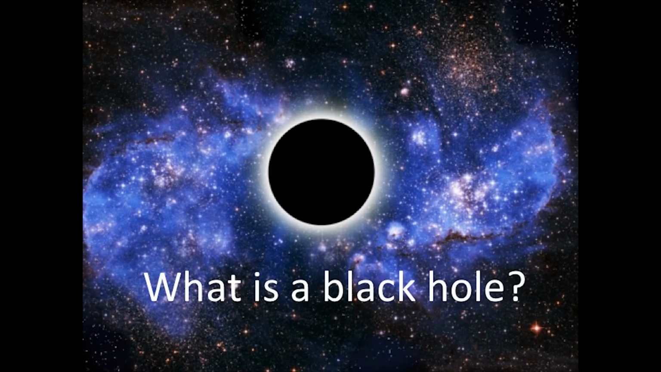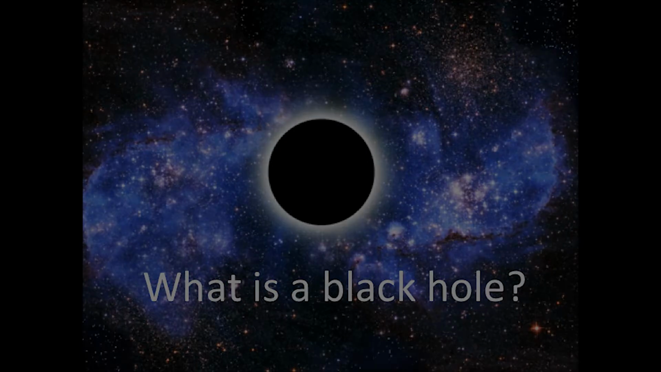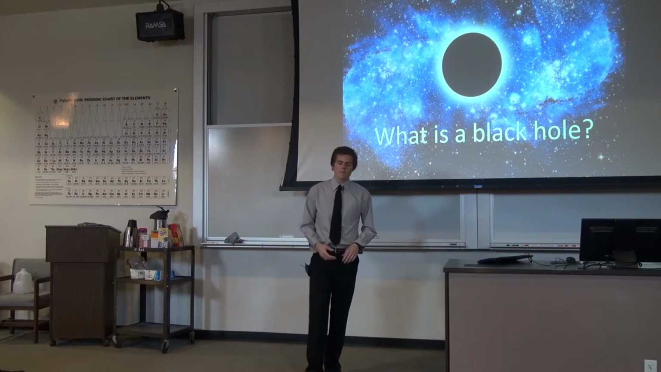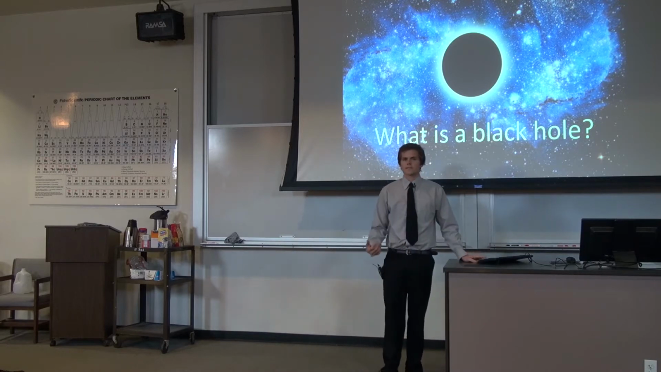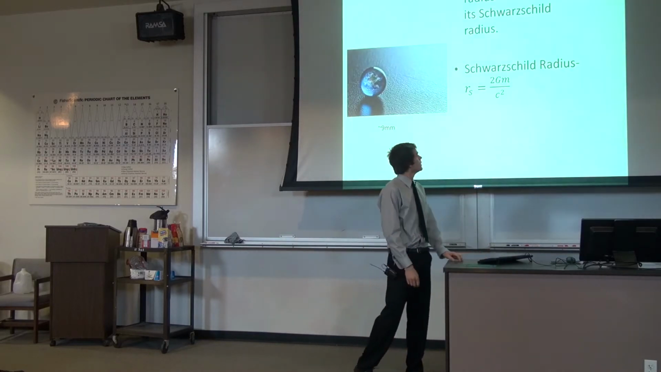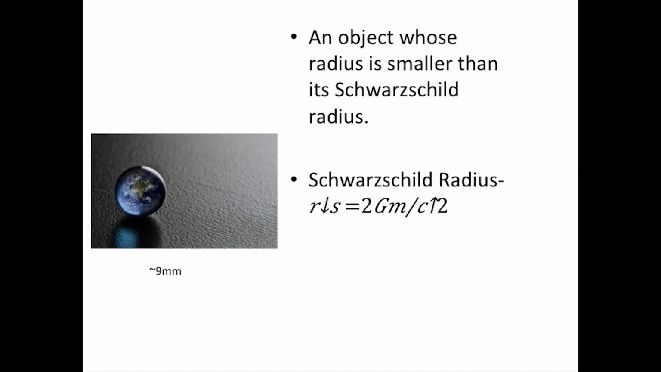All right, so first and foremost, what is a black hole? I know a lot of people might be wondering that. The real answer to this is nobody really knows. But if you ask a physicist, we like to sound smart, so we may tell you that a black hole is an object whose radius is smaller than its Schwarzschild radius, where the Schwarzschild radius comes out of Einstein's theory of general relativity and is given by this equation here, 2GM over c squared, where G is the gravitational constant, M is the mass of the object, and c is the speed of light.